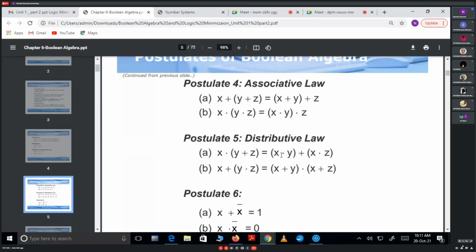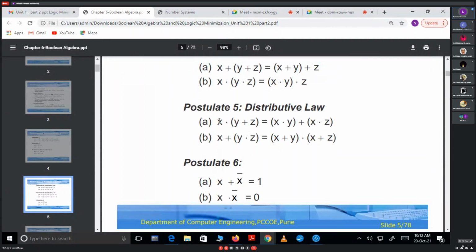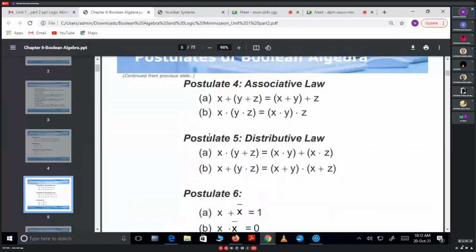Distributive law: x dot y plus z is nothing but x dot y plus x dot z. This is the general one. You know in mathematics how to calculate this. And x plus y dot z equals x plus y dot x plus z. But students, what you can see is each and every term in terms of plus and dot. Plus represents OR, dot represents multiplication. That is the logic behind this.